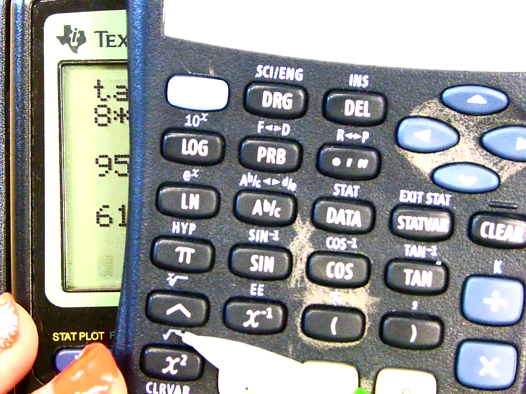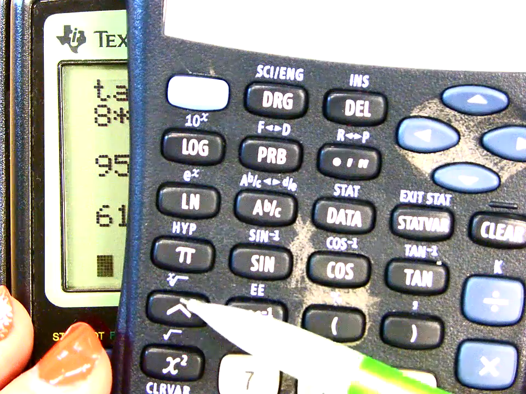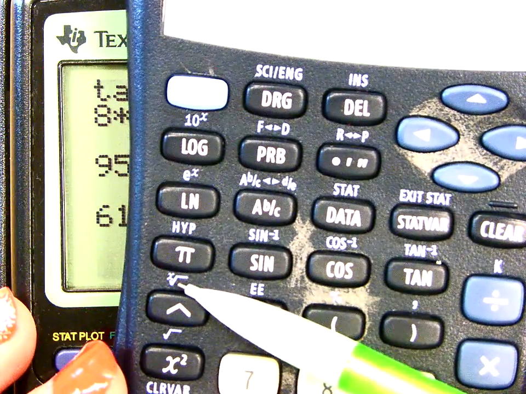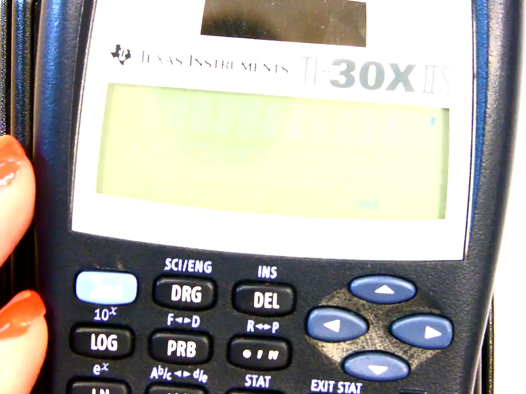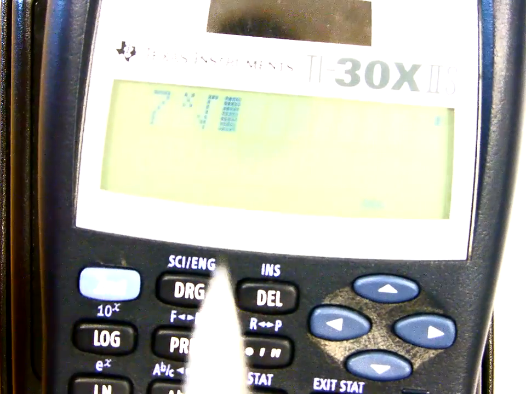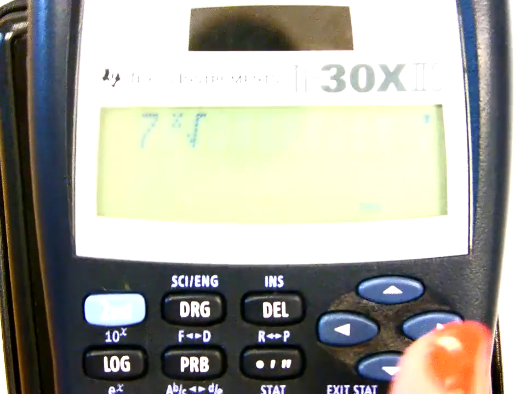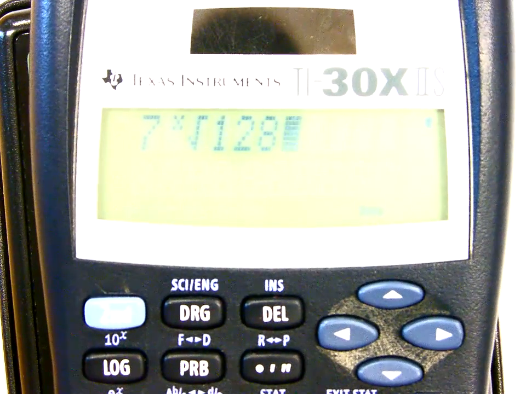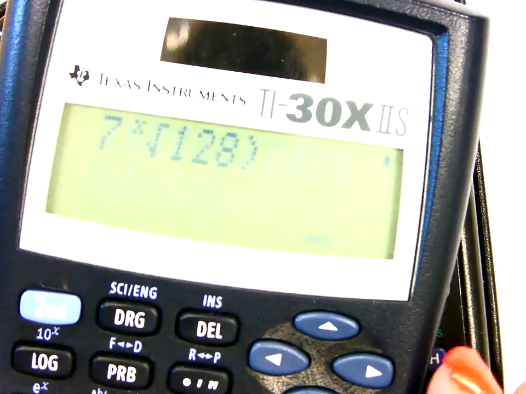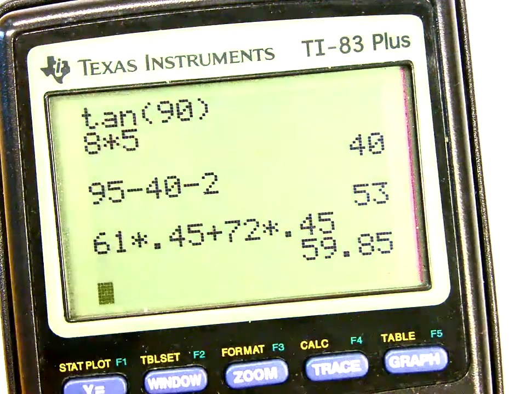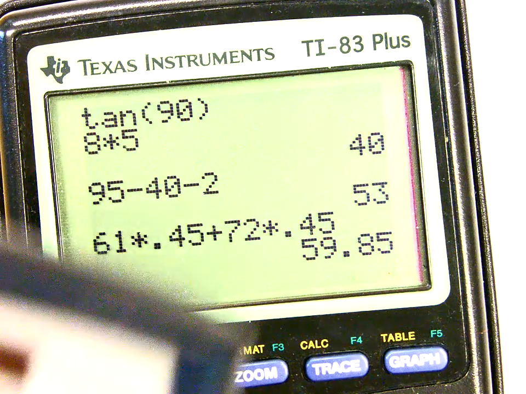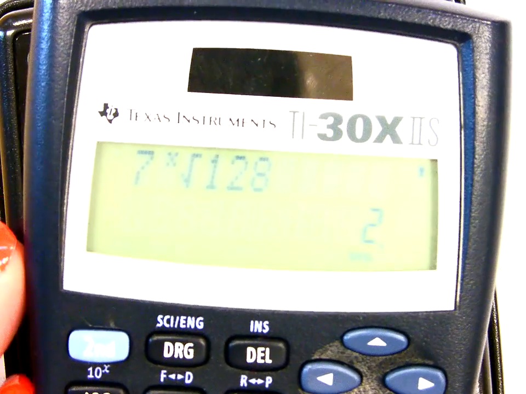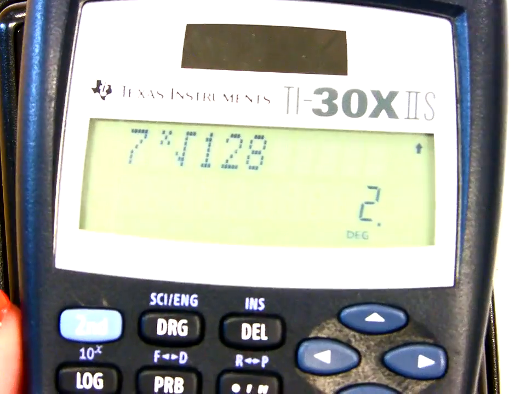See, it's different than the square root button. They have the square root, and then this is for a different root. So if you're using a scientific calculator like this one, and you want to take the 7th root, you would do 7, and then that button, and then the number, 128. Oh, I put a parenthesis when that didn't have one on the other end. Okay, there we go. So the 7th root of 128 is 2.